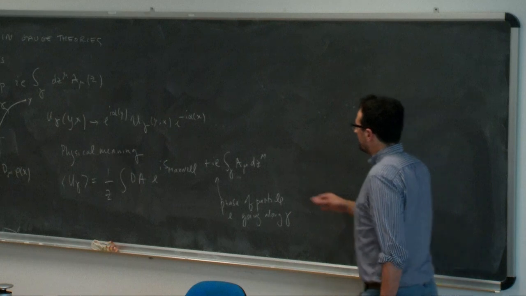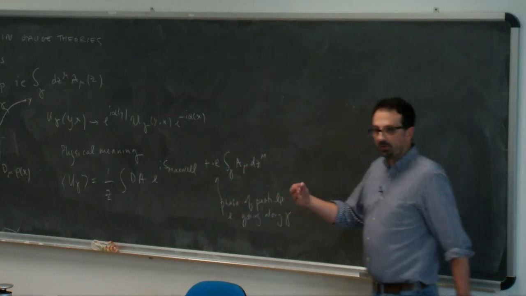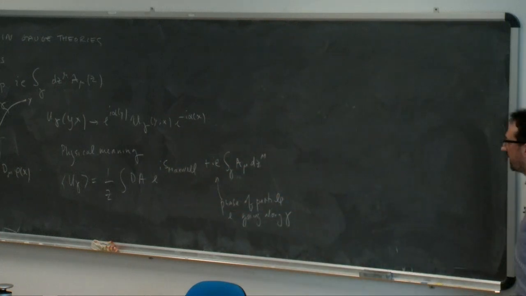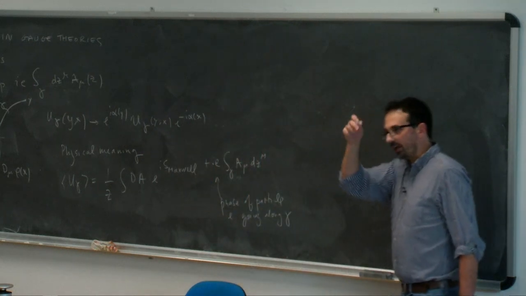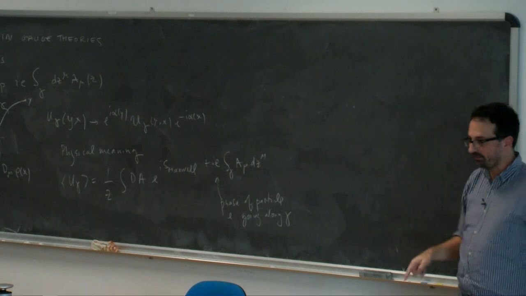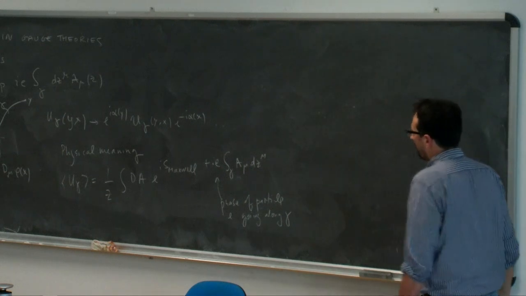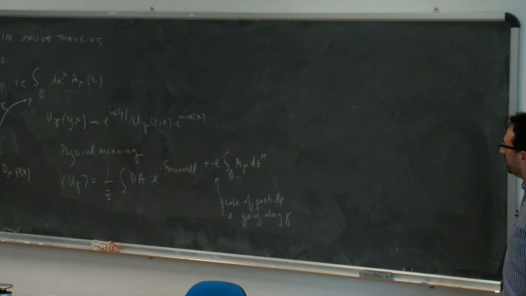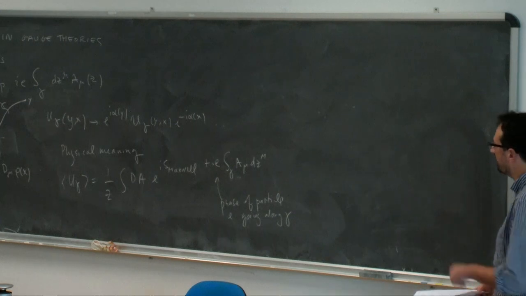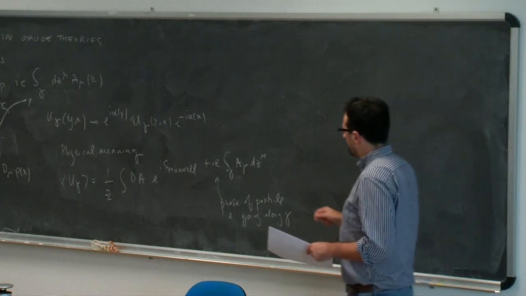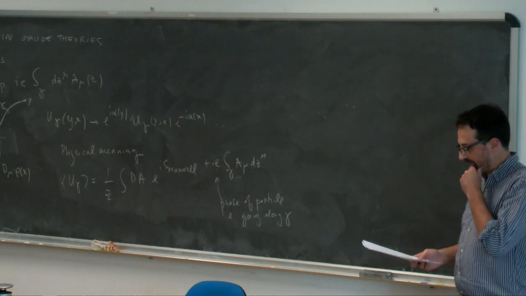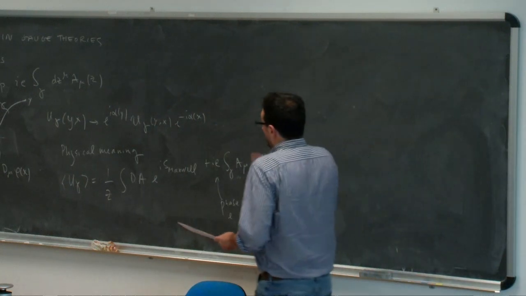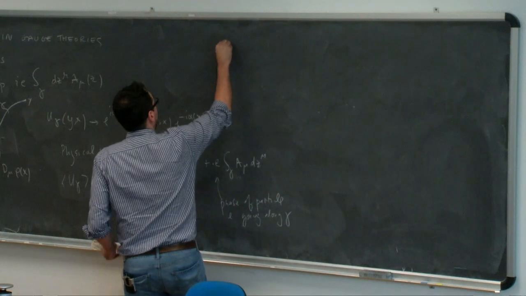Okay, and this phase, as you know from quantum mechanics, is observable in some situations, like when you have a non-simply connected space-time, for example some solenoid with some magnetic field, like in the Aharonov-Bohm experiment. You can detect this phase physically by doing some interference experiment. Okay, so this is QED.